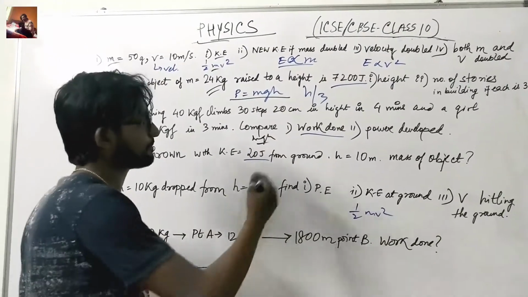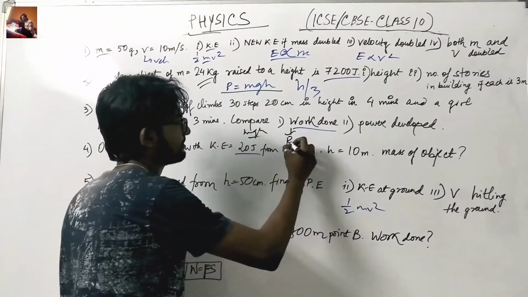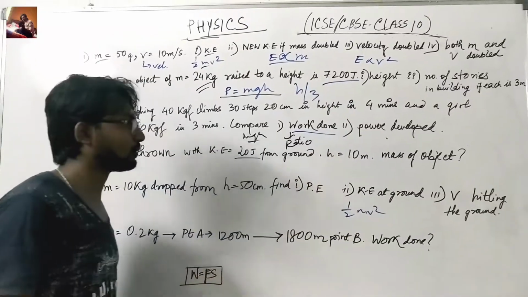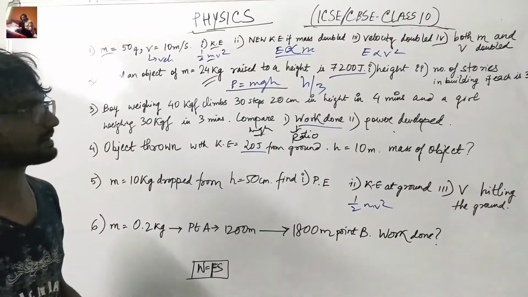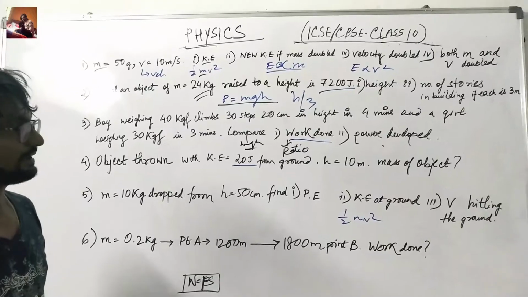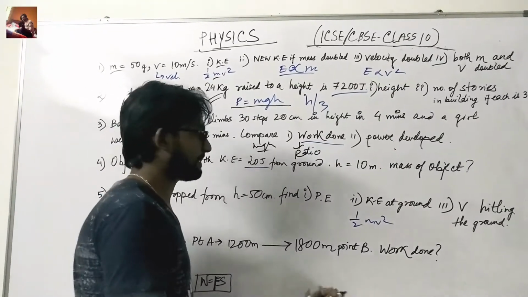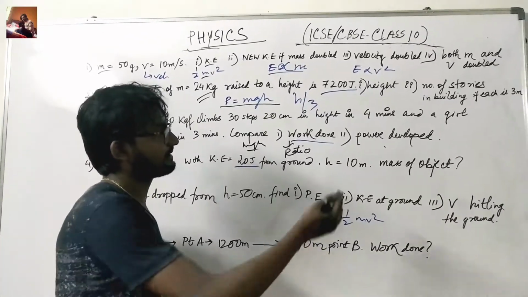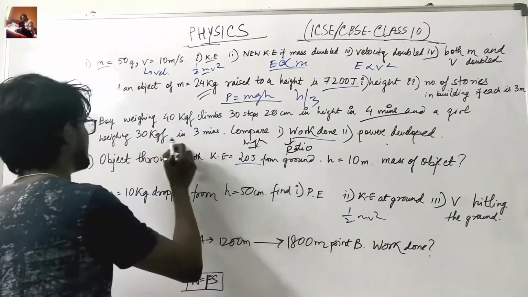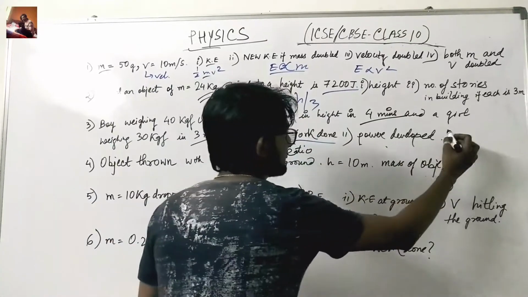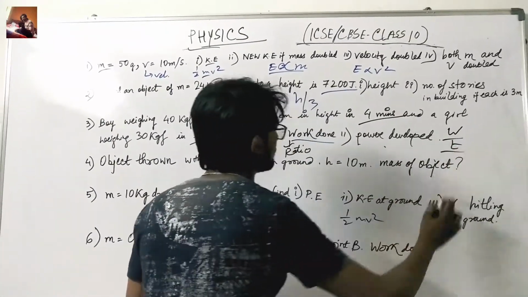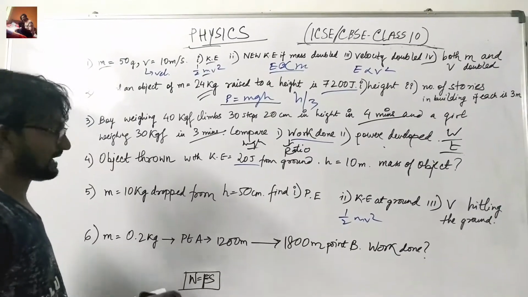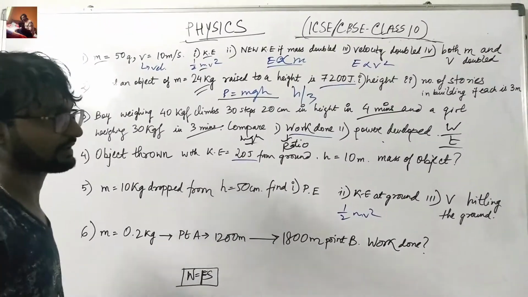Work done, compare, means you have to find the ratio of both these two. So work done will be W1 by W2, W1 of the boy and W2 of the girl, and power developed is the same thing, you just have to divide it by T. Time is given over here as 4, and over here as 3. Power is nothing but W by T. So the first answer will be 4:3, and the next will be 1:1.